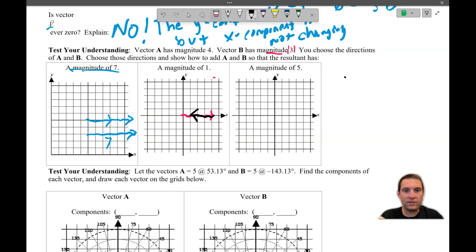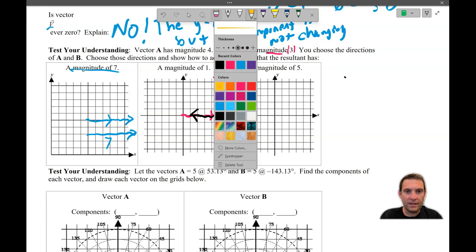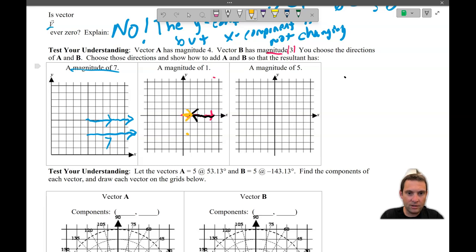So now my total magnitude is whatever's left over. And in this case, it's just this little bit here, which is still pointing to the right. Now a magnitude of 5. Ooh, tricky, right? Unless you remember, physics loves right triangles. So let's make a right triangle.